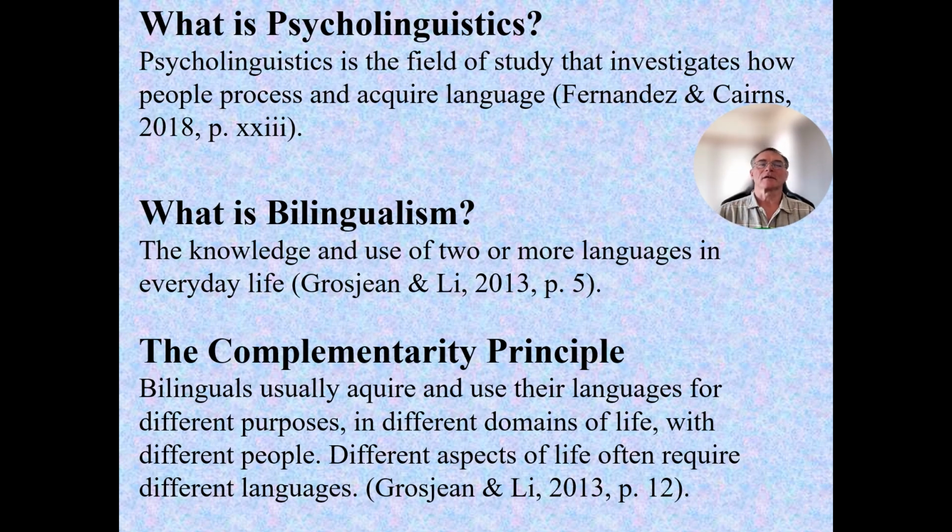Okay, so what is psycholinguistics? Psycholinguistics is the field of study that investigates how people process and acquire language. What is bilingualism? The knowledge and use of 2 or more languages in everyday life. The complementarity principle: bilinguals usually acquire and use their languages for different purposes in different domains of life with different people. Different aspects of life often use different languages.